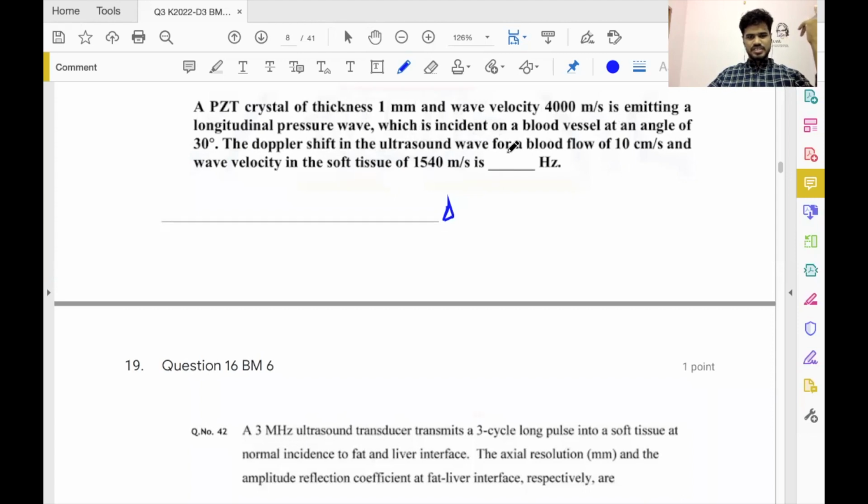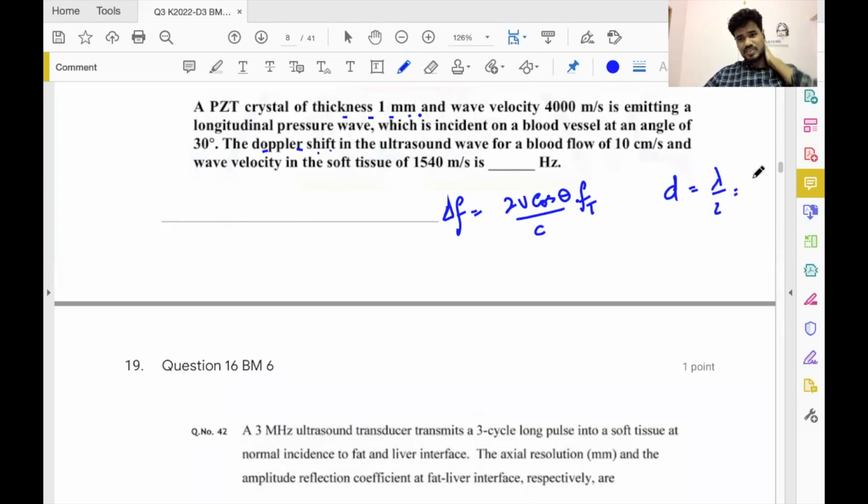What do you want? Doppler shift. Doppler shift is 2v cos theta by C into Ft. So interestingly, we are not given Ft or lambda, but we are given this PZT thing. So we know for PZT, at the resonance frequency, the thickness should be lambda by 2. That is the speed in the crystal, Ct, by 2f. So we kind of know Ft from here.